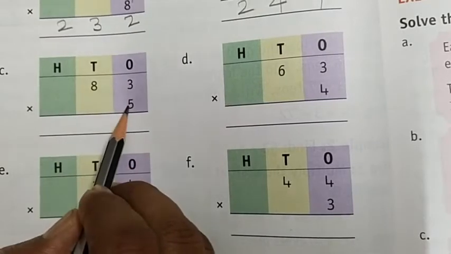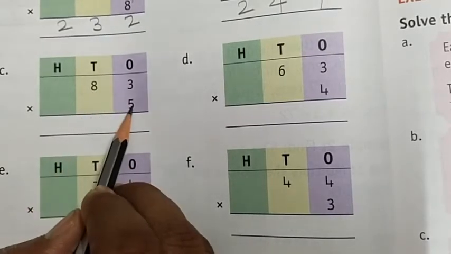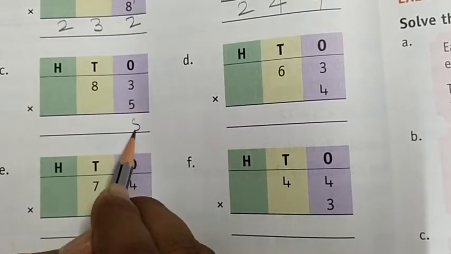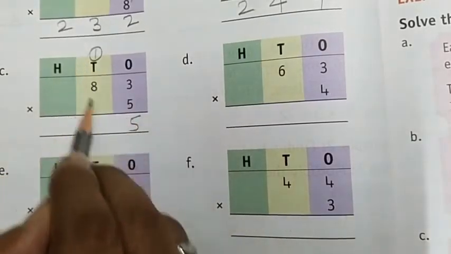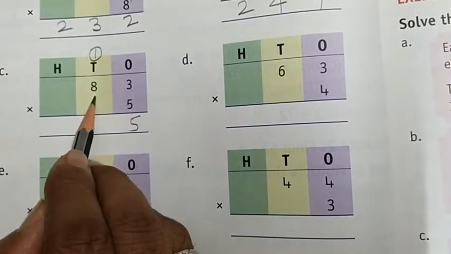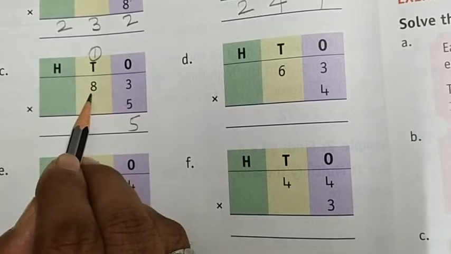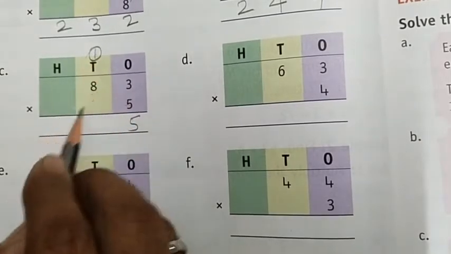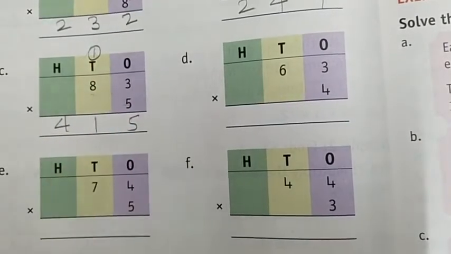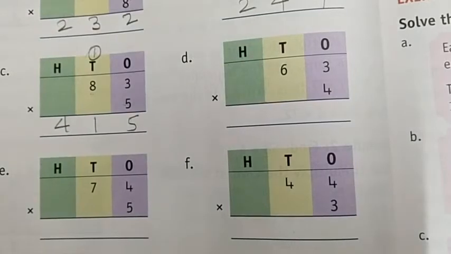83 into 5. Look here. 3 5s are 15, carry 1. 3 8s are 40, 40 plus 1, 41. Okay, so simply do the multiplication by regrouping, right?